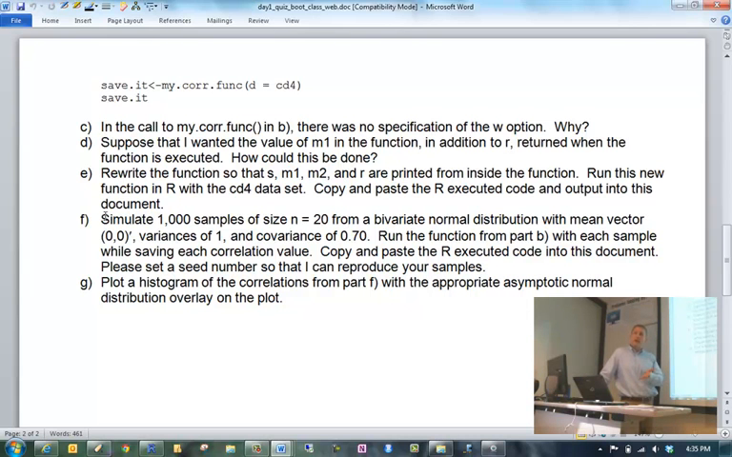So I want you to do a little Monte Carlo simulation here with R. Simulate 1,000 samples of n equal 20 from a bivariate normal distribution with this mean vector, these variances, and this covariance. I'm not telling you what function. There's a function in R that will automatically do this for you. I'm not telling you which it is. I'm kind of evaluating here your ability to search R help for how to come up with that. These are all kind of things that you're going to have to do in this class. So, copy and paste the R executed code into the document, and please remember to include a seed number so I can reproduce your exact sample.